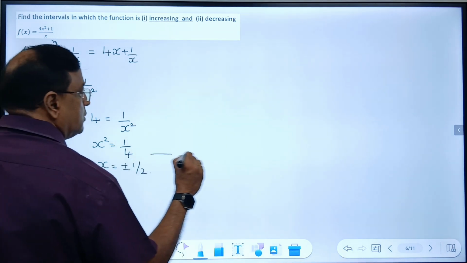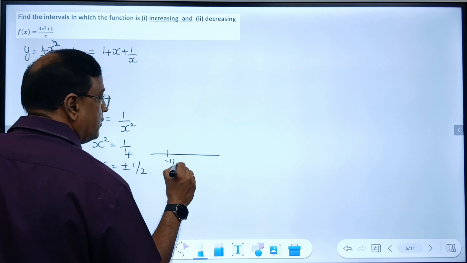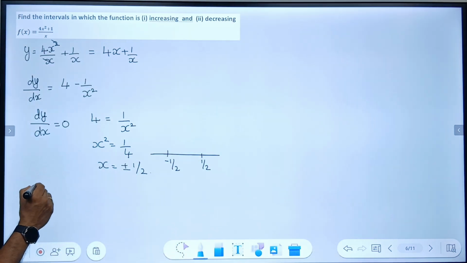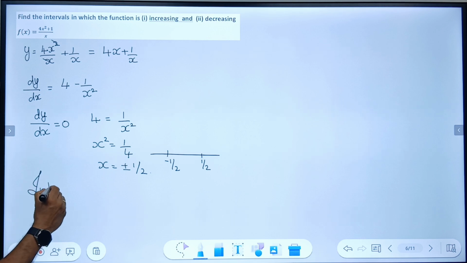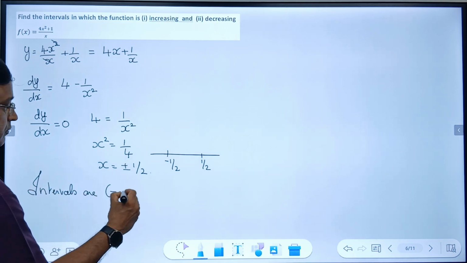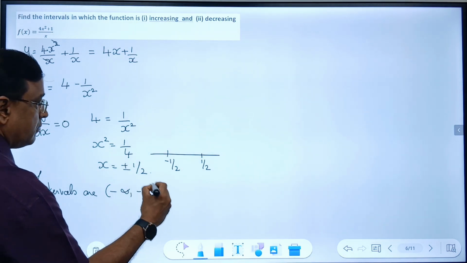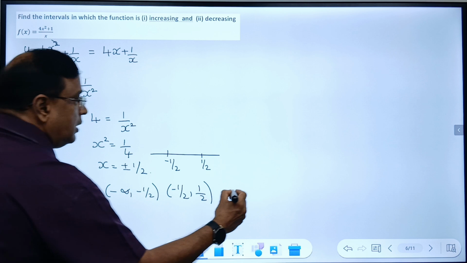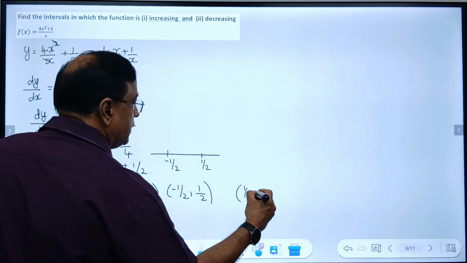Now, this is minus half and this is plus half. Now, I am going to split the intervals. The intervals are minus infinity comma minus half, minus half comma half, and then half comma infinity.